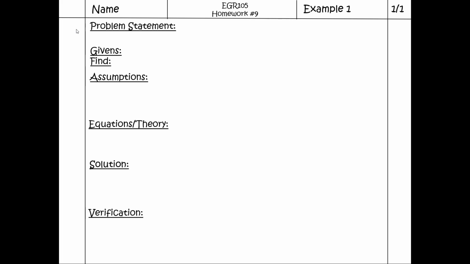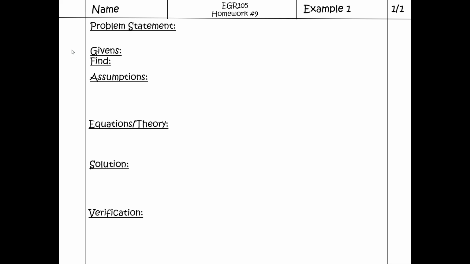Write down your problem statement, write your givens and what you're trying to find, your assumptions, equations or theory that you're going to use, solution, and verification. This is what I will be looking for on your homework, okay? Sometimes you will use assumptions, sometimes you won't. Some of these things may not always be used, but you'll always have verification, solution, givens, and finds. Those are always on your work. If you have future classes with me, I will also always expect you to follow this format.